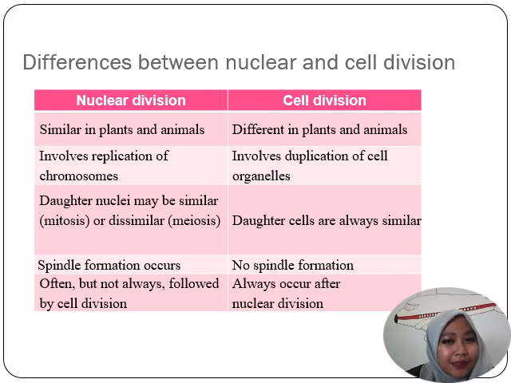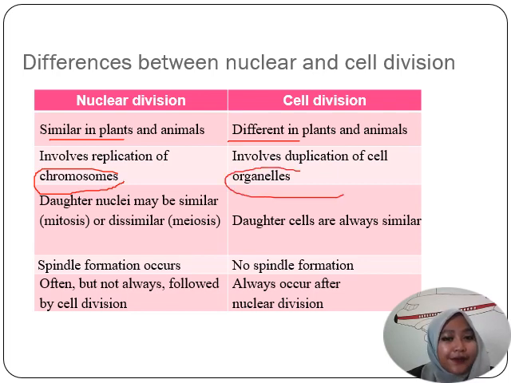There are differences between nuclear and cell division. Nuclear division is similar for plant and animal. Cell division is different. Nuclear division involves replication of chromosomes, while cell division involves duplication of organelles. For the daughter cells, mitosis gives similar cells, while in the other case they can be similar and dissimilar. Nuclear division has spindle formation; there is no spindle for cell division. Nuclear division is followed by cell division, and cell division always comes after nuclear division.